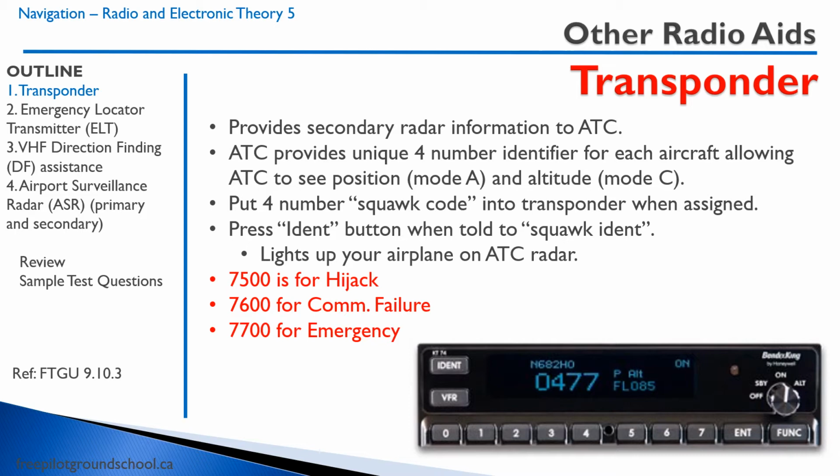Here are 3 codes that you absolutely have to memorize, the emergency codes. You don't want to screw these up, and I'll tell you why. So first off, code 7500 is for a hijack, 7600 is a comm failure, and 7700 is an emergency.